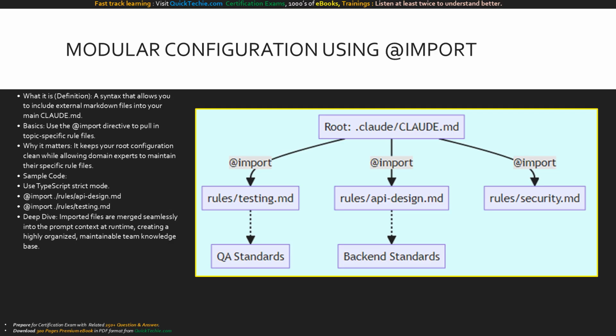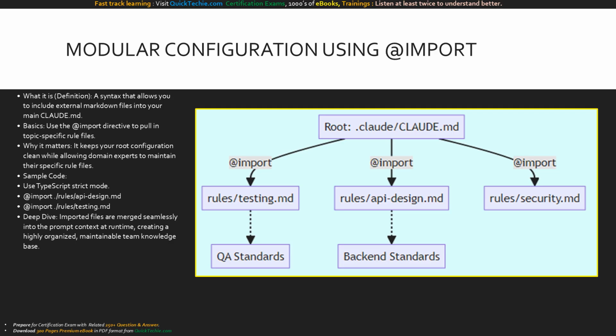Inside it, you use the @import directive, followed by the path to a specialized file, such as /rules/testing.md. Why does this matter? Because it allows you to organize your team's knowledge. Your QA lead can own and update the testing.md file, while your backend lead maintains API-design.md. At runtime, Claude seamlessly merges these imports into the context window, giving you a clean, maintainable architecture that scales with your engineering team.